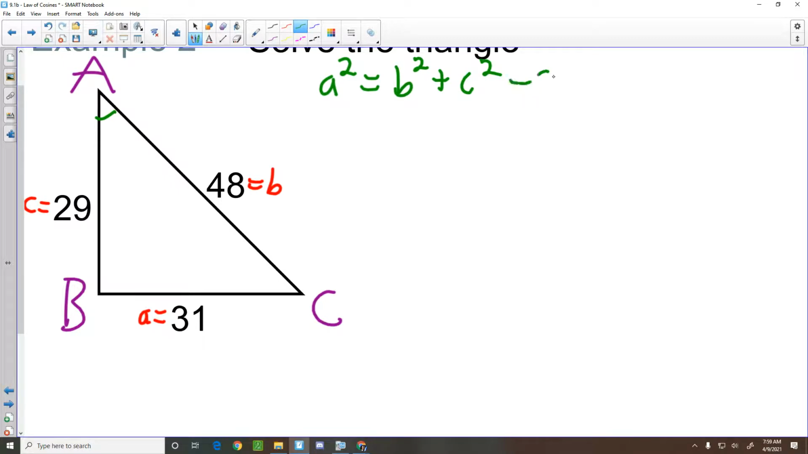We then subtract 2 times those same 2 side lengths that we just used, B and C. And then finally, in the law of cosines, we use the cosine of that same angle that I started the whole problem with was side A. So this is going to be the cosine of angle A.